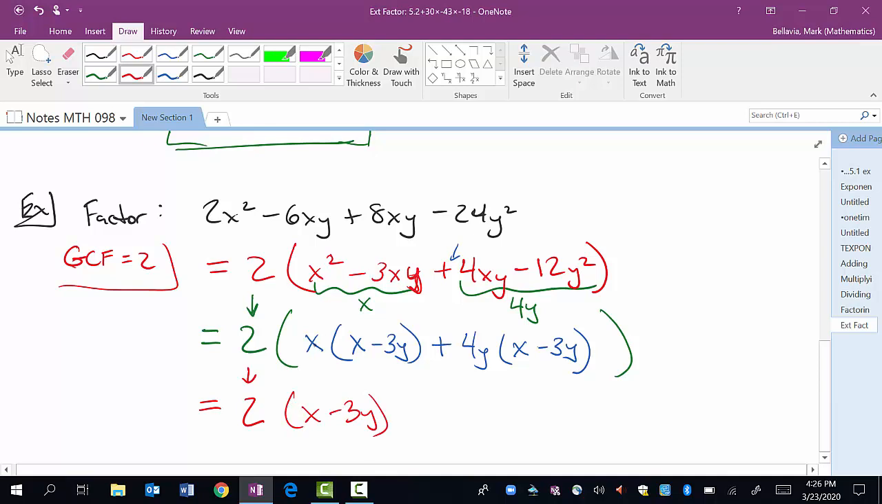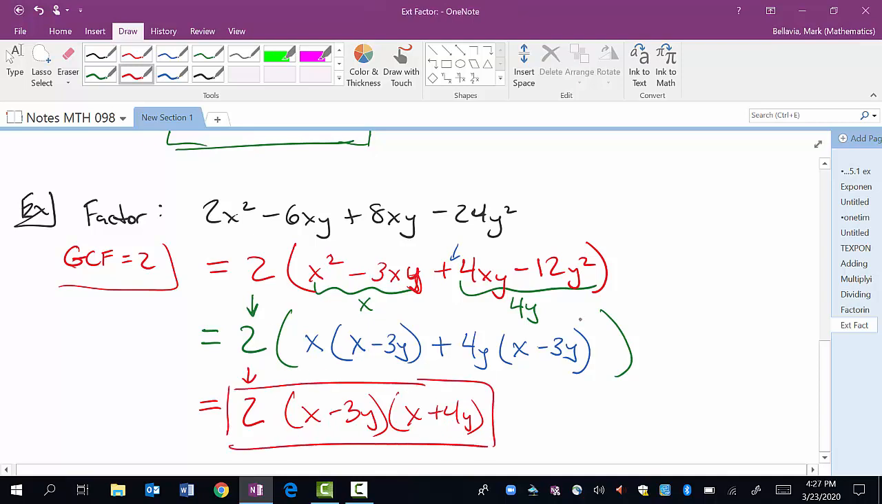And then what's left over from the front of each? Remember, this 2 is on the outside of it. You're just using this x plus 4y, right? When you factor out the x minus 3y from here, there's just x. When you factor out the x minus 3y from here, there's just 4y. And this would be your final answer.